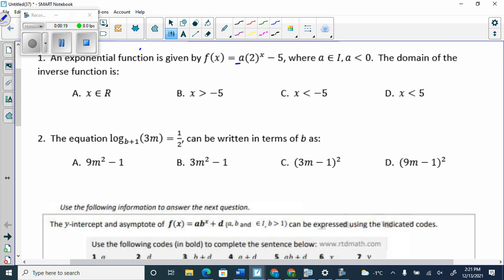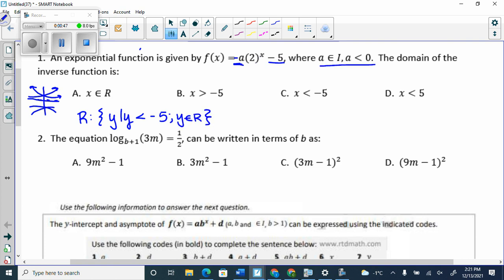So if they want the domain of the inverse, we want the range of the original, and that being negative. So the range of the original is going to be y such that, now exponential functions normally look like this, and then they go like this, or they go like this. This one is going to be down here because we have a reflection, because they told us a is less than 0. So y is less than negative 5. So you have to make sure that you always read these thoroughly. That gives you a hint, right? And then the domain of the inverse is going to be x such that x is less than negative 5.